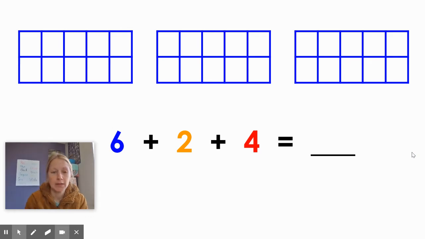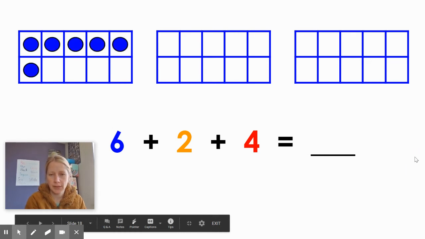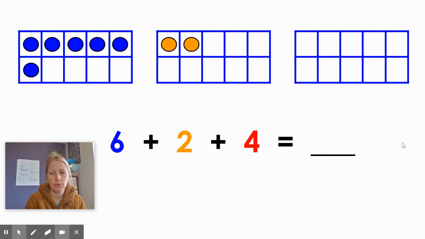Okay, now we're going to do 6 plus 2 plus 4. So the first thing that I need to do is try to think of which two numbers in my equation I can put together to make one group of 10. Let's see what it looks like with our 10 frames. I have 6 represented, 2, and 4.